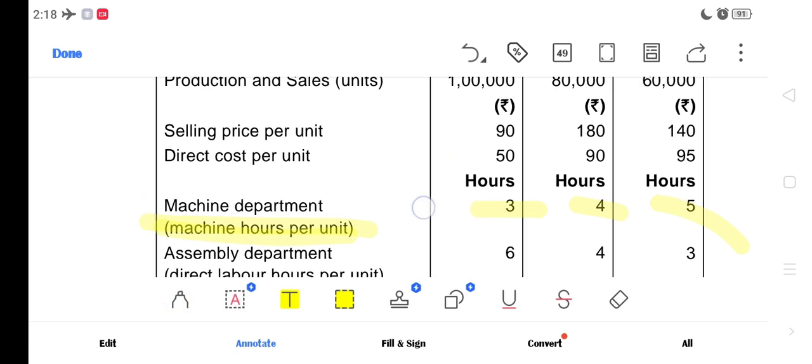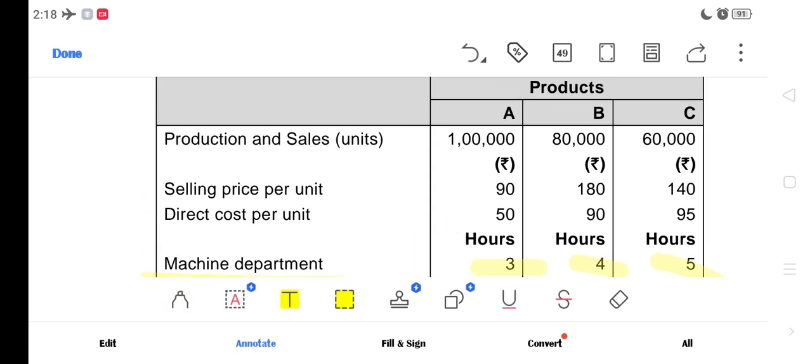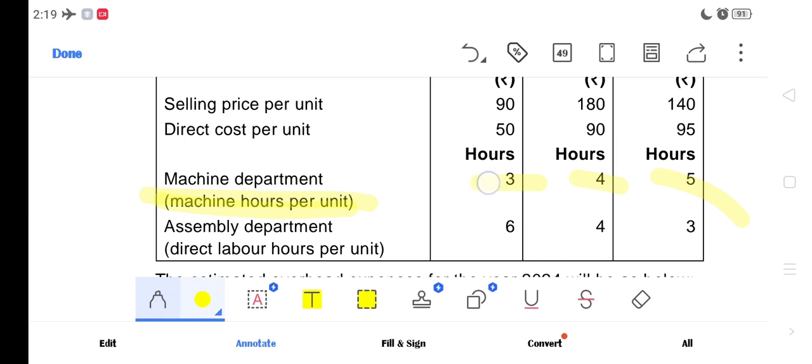So there are three products A, B, C. If it is 3 hours for product A, 4 hours for product B, and 5 hours for product C, you have to convert this into the total number of hours required for those products. For example, here 3 hours per unit for product A. He doesn't directly ask how many total hours are required for product A, but we require that data while calculating.